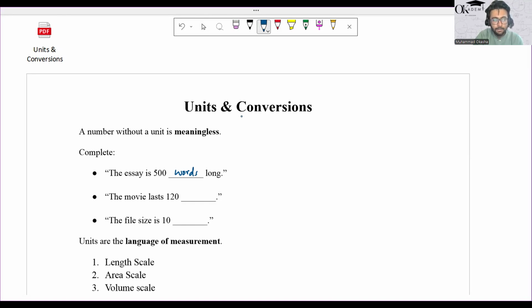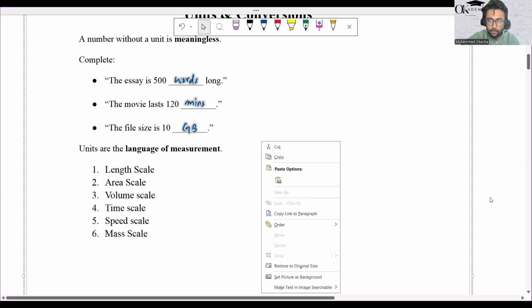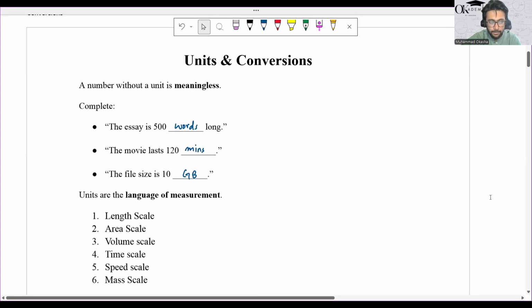The movie lasts 120. It feels like you should put a number over here, right? So a movie lasts maybe 120 minutes, most probably. That's 2 hours. This file size is 10 megabytes, let's say, right? Or 10 gigabytes, maybe, that we normally call MB and GB. So when you talk about a quantity in real life, mostly they have a unit associated with it, right?